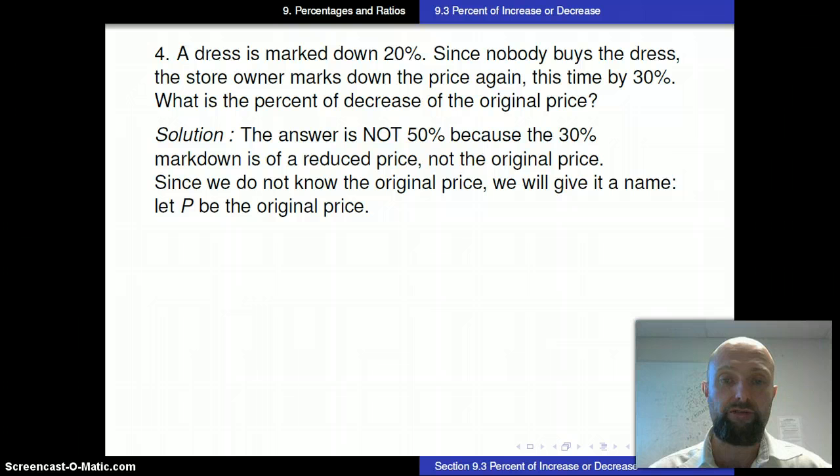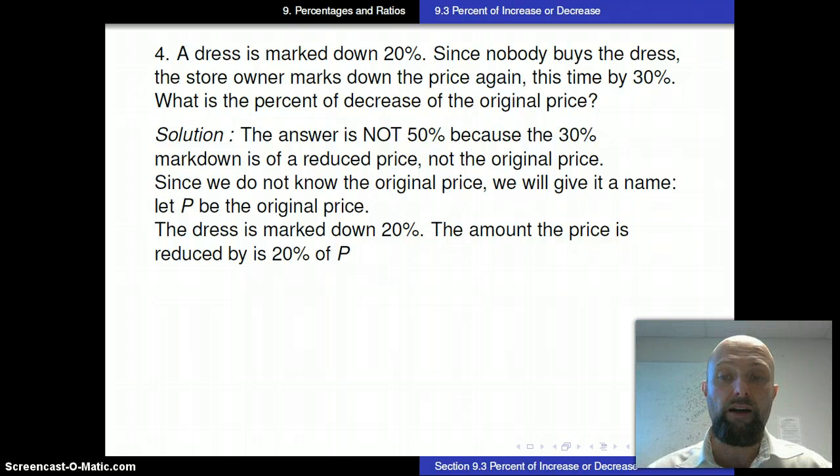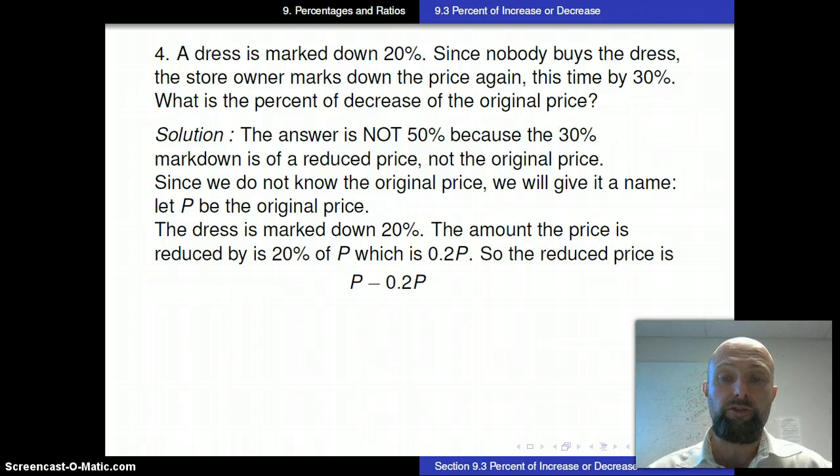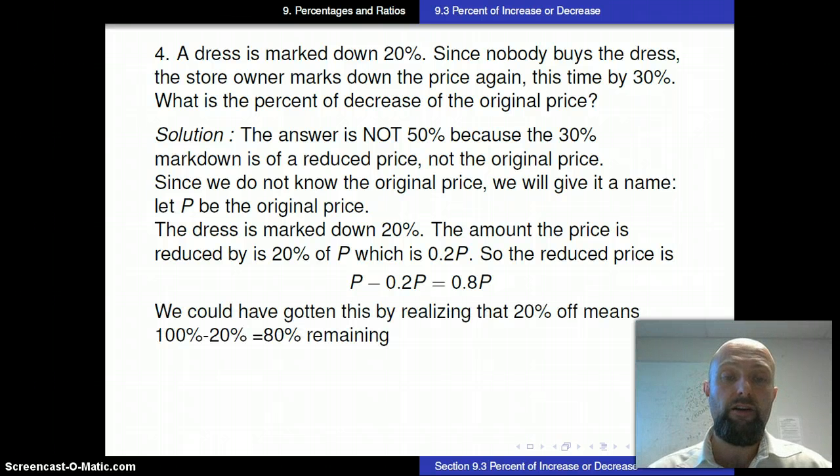Let P be the original price. The dress is marked down 20%. The amount the price is reduced by is 20% of P, which is 0.2 times P. So the reduced price is now P, the original price, minus the reduction of 0.2P, which is 0.8P. This is the price after the dress is marked down 20%. We could have gotten this also by realizing that 20% off means 100% minus 20% is 80% remaining, and 80% of P is 0.8P.